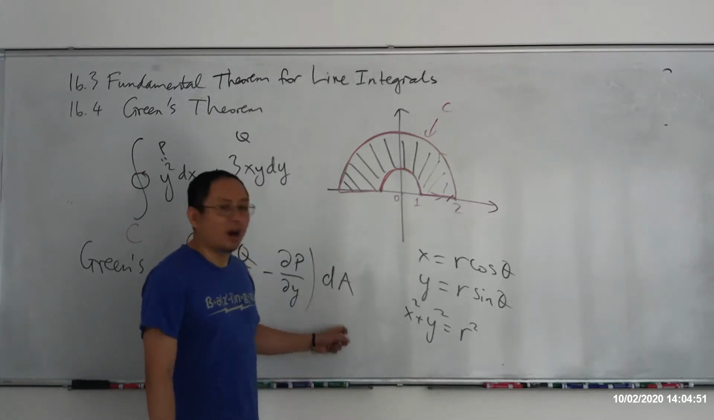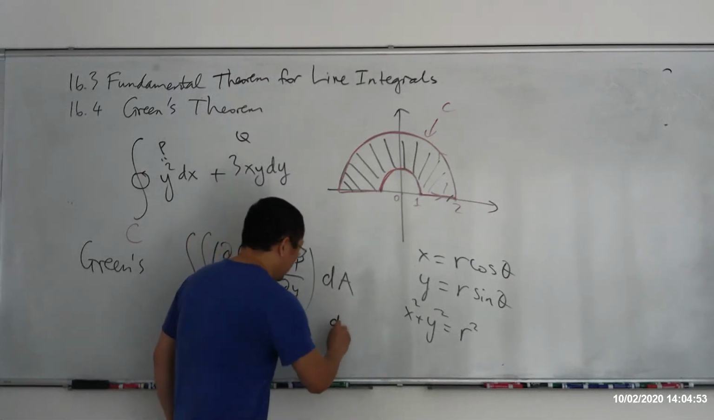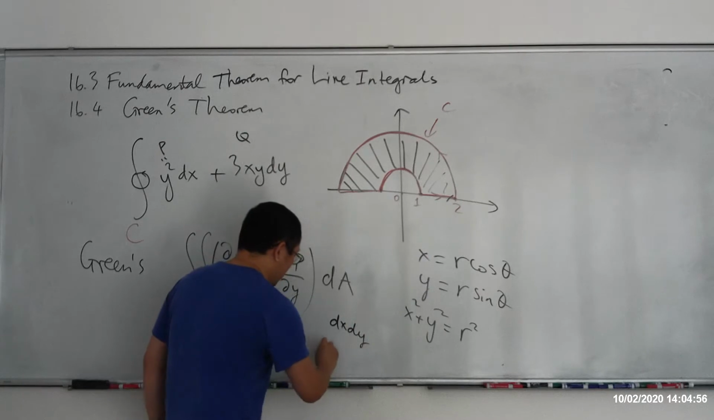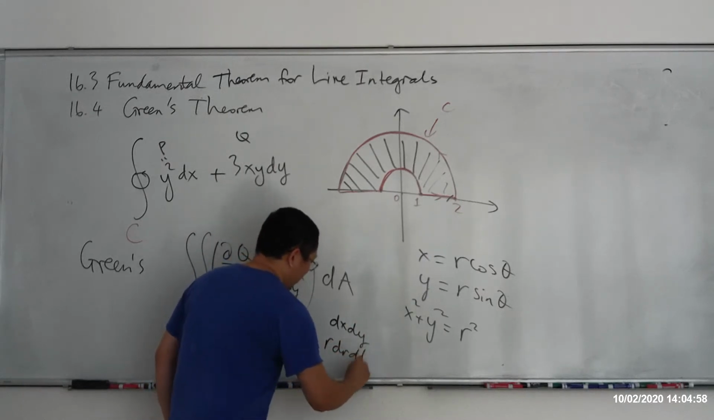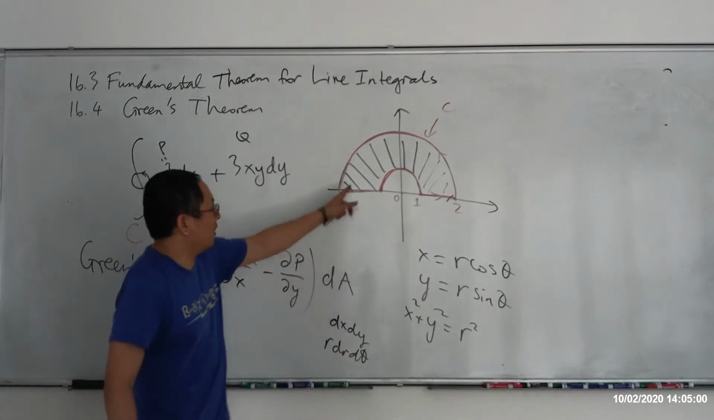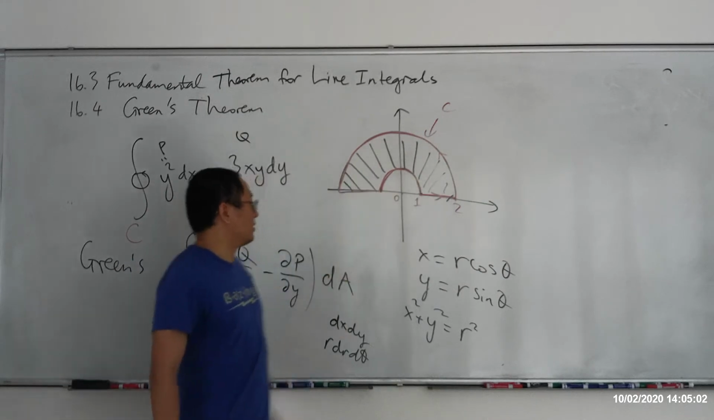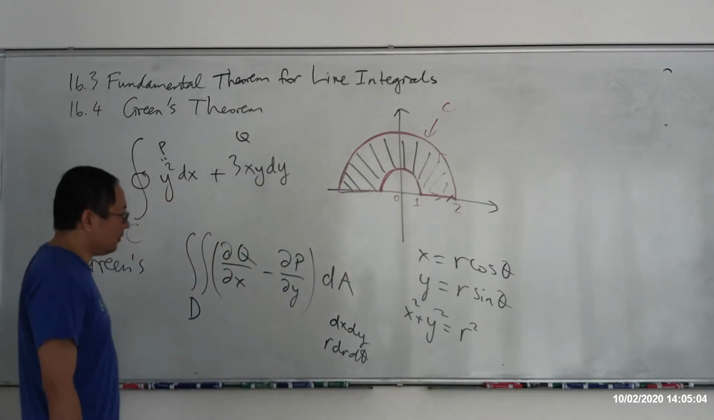Going to be r d theta. Okay, could be dx dy, we learned before, r dr d theta. And I would choose r d theta because it's kind of a polar circle with angles. Okay.